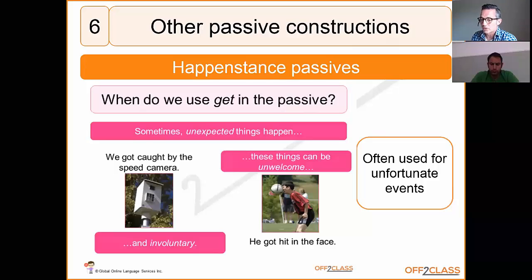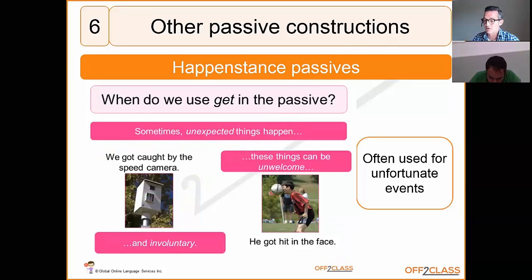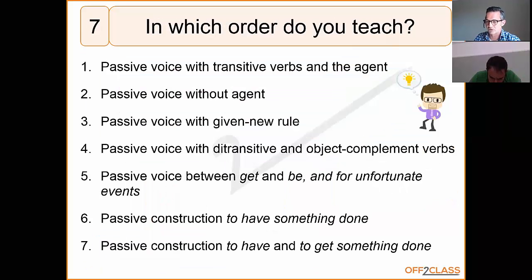We also use something called happenstance passives. This is when something unfortunate occurs, and we often use this in English. For example, I got caught by the speed camera. We often want to avoid using the passive here. We might just say I got fired or I got bitten. Okay, I got hit. It's when something unfortunate or unwelcome has actually happened to us. So that's another example of a happenstance passive. I think it is actually called the passive for unfortunate events.